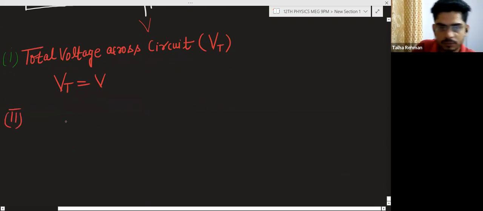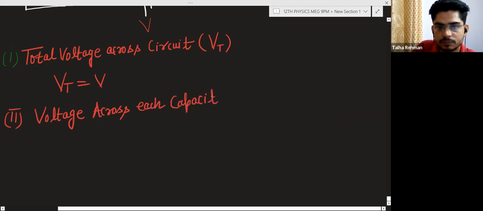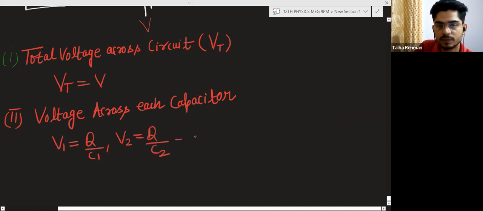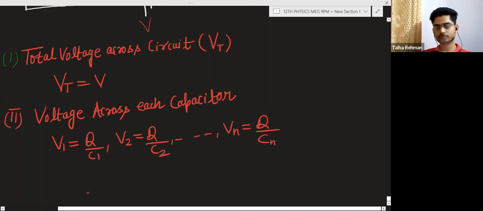Now, voltage across each capacitor. Voltage across each capacitor means V1 is Q by C1, V2 is Q by C2, as the charge is the same. And like this, you can calculate Vn, Q by Cn. V is equal to charge upon capacitance.